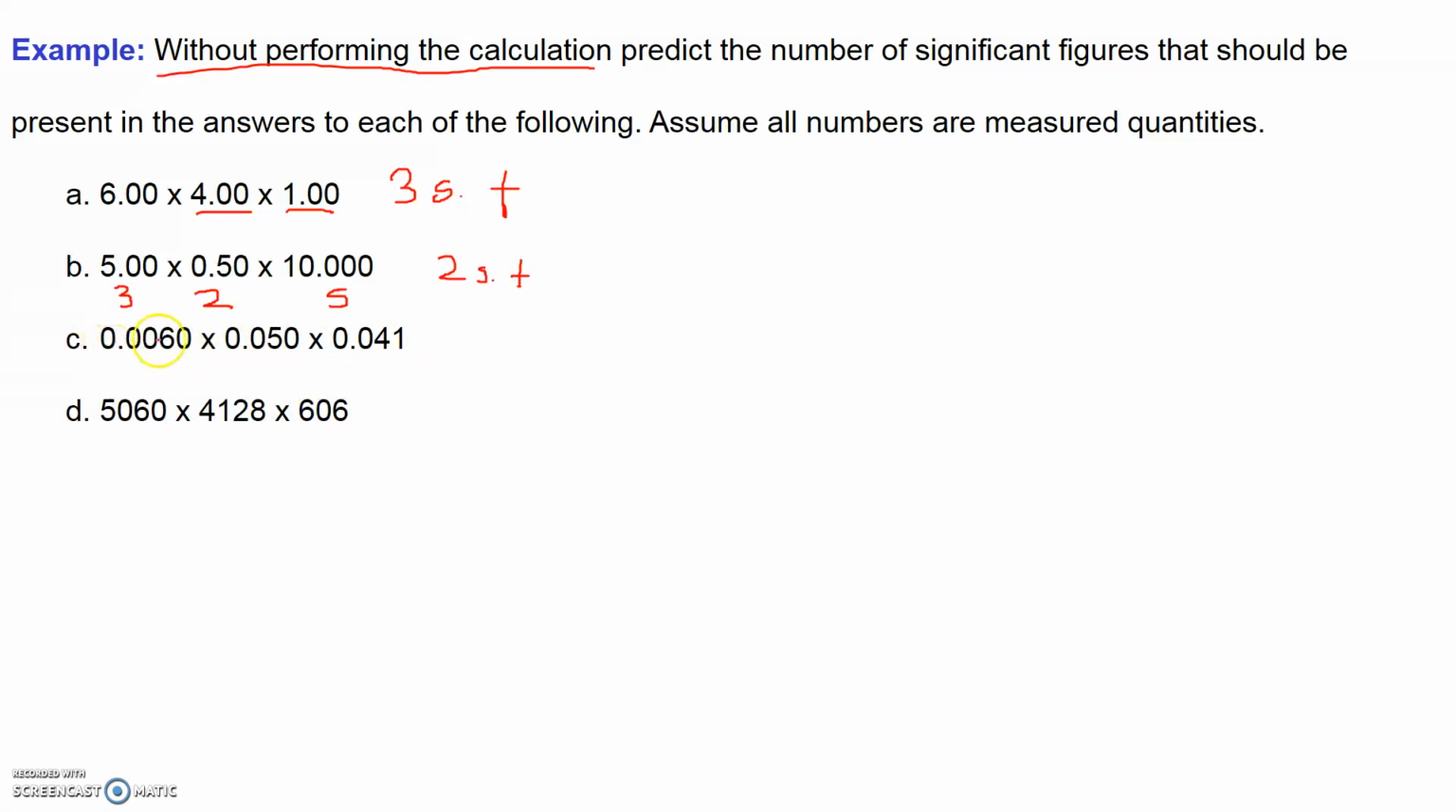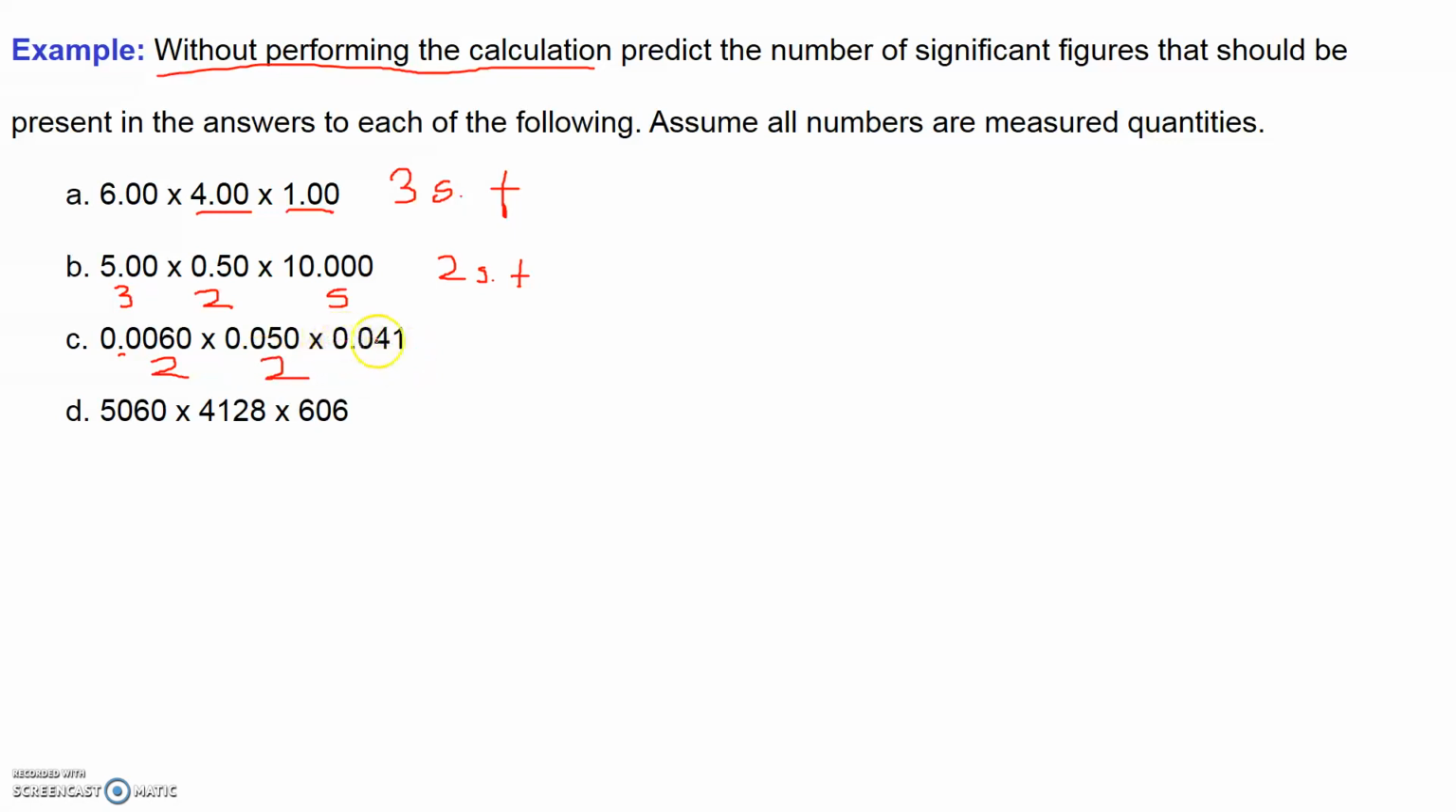These leading zeros don't count, but this trailing zero does because my number has a decimal point. So I've got one non-zero number and a trailing zero, so that guy's got 2 sig figs. My operation is multiplication, in both cases. Again, these leading zeros don't count. I do have a decimal point, so this number that is greater than 0 and this trailing 0 counts. So again, I've got 2 sig figs.